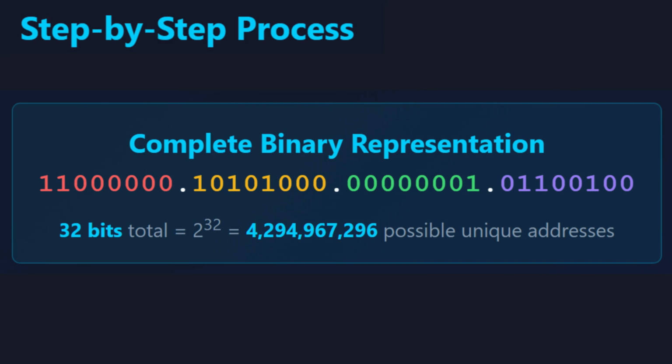Then you put it all together, and 192.168.1.100 in binary is 11000000.10101000.00000001.01100100. There you have your 32 bits, which gives us over 4 billion possible unique addresses. Now specifically 2 to the power of 32 equals 4,294,967,296 possible combinations.